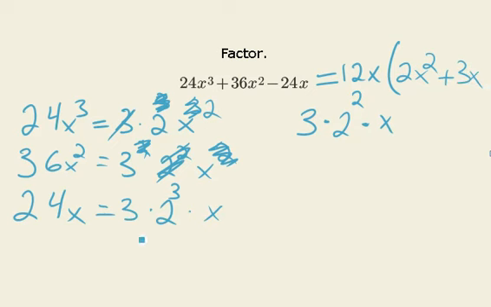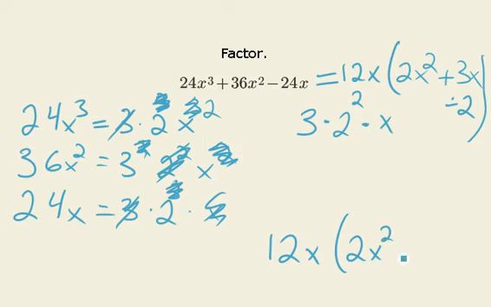And then on the 24x, I use up the 3. I use up two of the 2's, so I'm left with one 2. I use up the x, so I just have a 2. So out of the minus 24x, I'm left with a minus 2. So it looks like the factorization of this thing is equal to 12 times x times 2x squared plus 3x minus 2.